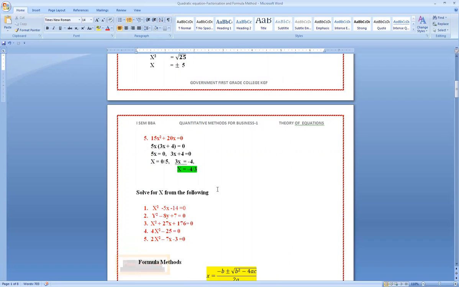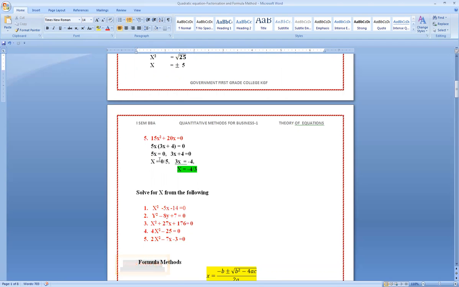Now we have to calculate the value of x. We consider the common factor, that is 5x. 5 threes are 15, x into x is x square. So we take 5x as common, by which we can divide both 15x square as well as 20x. 15x square divided by 5x is nothing but 3x. 20x divided by 5x is nothing but 4. So 5x into (3x plus 4) equals 0.